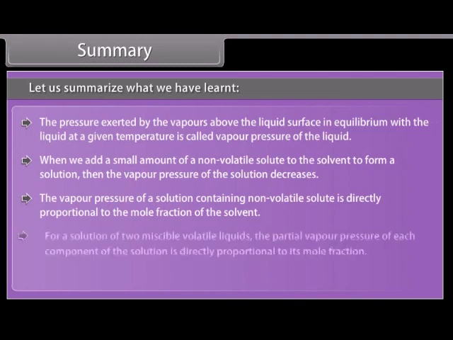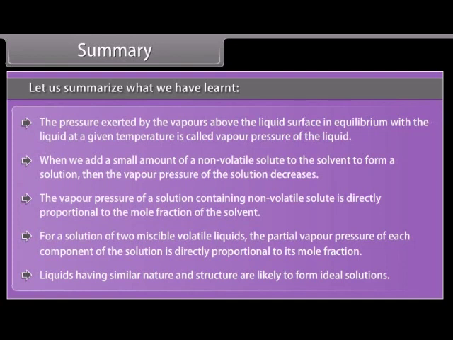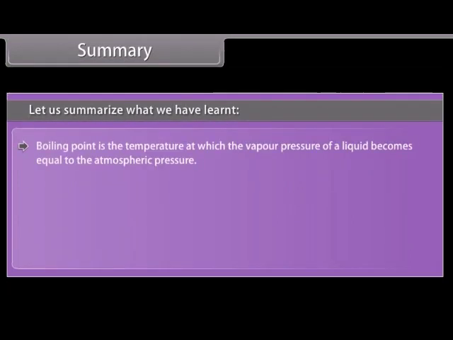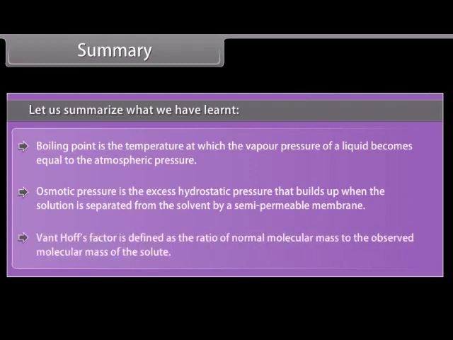For a solution of two miscible volatile liquids, the partial vapor pressure of each component of the solution is directly proportional to its mole fraction. Liquids having similar nature and structure are likely to form ideal solutions. Boiling point is the temperature at which the vapor pressure of a liquid becomes equal to the atmospheric pressure. Osmotic pressure is the excess hydrostatic pressure that builds up when the solution is separated from the solvent by a semi-permeable membrane. Van't Hoff's factor is defined as the ratio of normal molecular mass to the observed molecular mass of the solute.